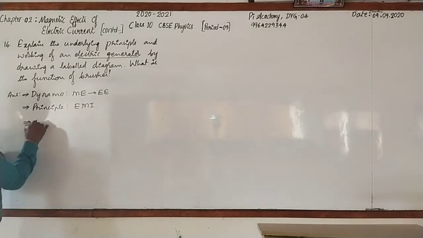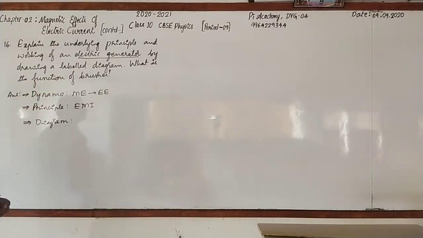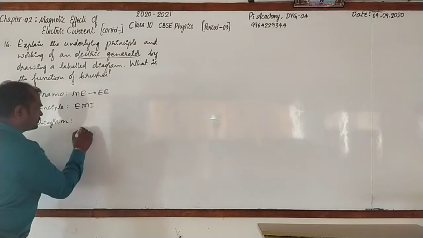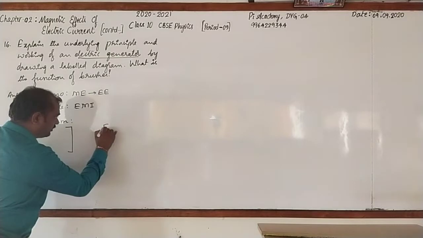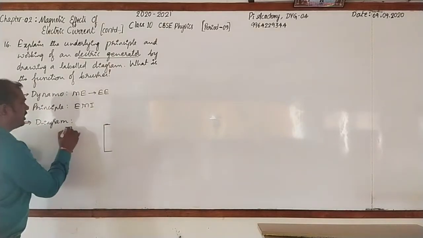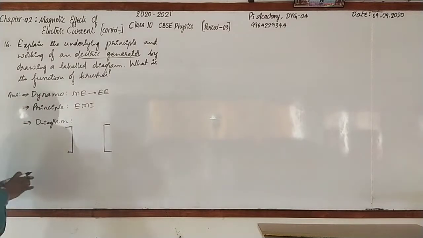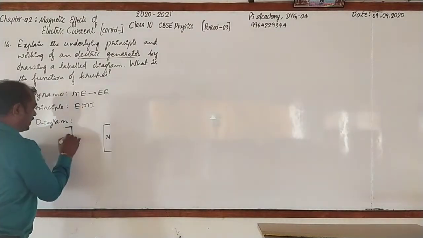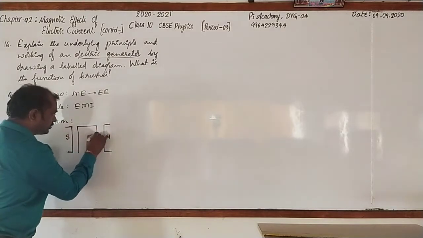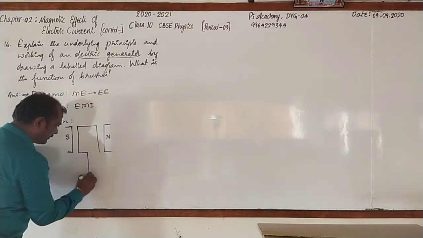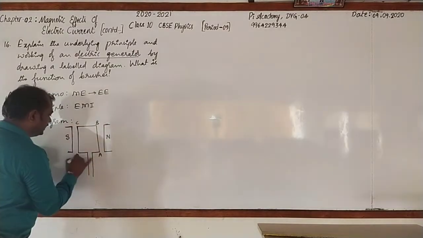Next, diagram of electric generator. Look here, it's very simple. Here, these are the poles of a horseshoe magnet. We know that it is a strong magnet, hence it is called the field magnet. This is the north pole and this is the south pole. And we are going to take the armature, which is nothing but a rectangular coil of insulated copper wire. You may name this as A, B, C, D.